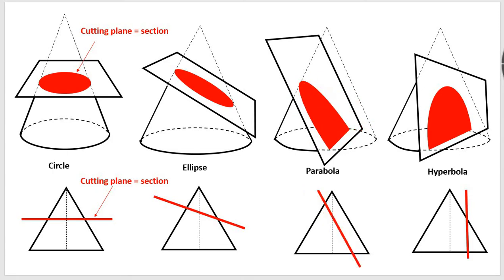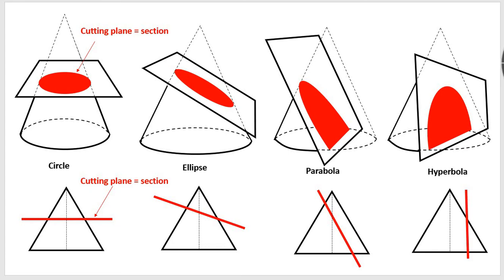And then the last one, hyperbola. If you are cutting your ice cream cone in such a manner that it is parallel to the axis of the cone, then the section you will get is your hyperbola. So what I suggest is you take four ice creams and cut with your blade in this manner and try this experiment at home.